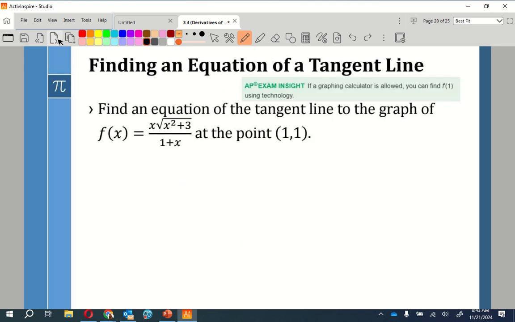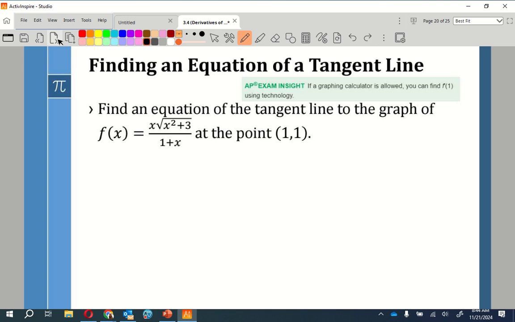Find the equation of a tangent line to the graph here at the point there. All right, so I know the x and the y, and if I want the equation of a tangent line, what do I need? I need to find the derivative, right? The derivative where? At 1, because I'm only going to plug in the x, right? So I'm going to plug in the x.